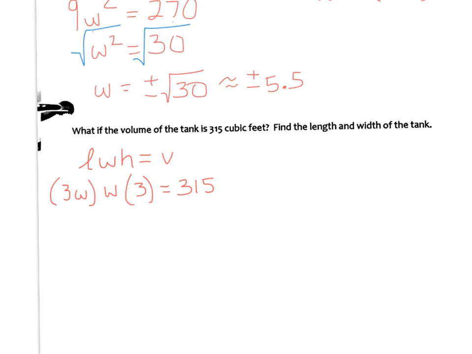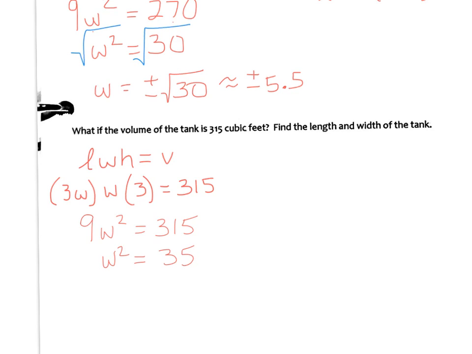Okay, we can multiply in any order we want. It's all multiplication, so commutative property of multiplication, you multiply in any order. So 3 times 3 is still 9. And W times W is W to the second power equals 315. Okay, we're going to try this solving by square root method. So we're going to take 315 and divide both sides by 9. And 315 divided by 9 is 35.